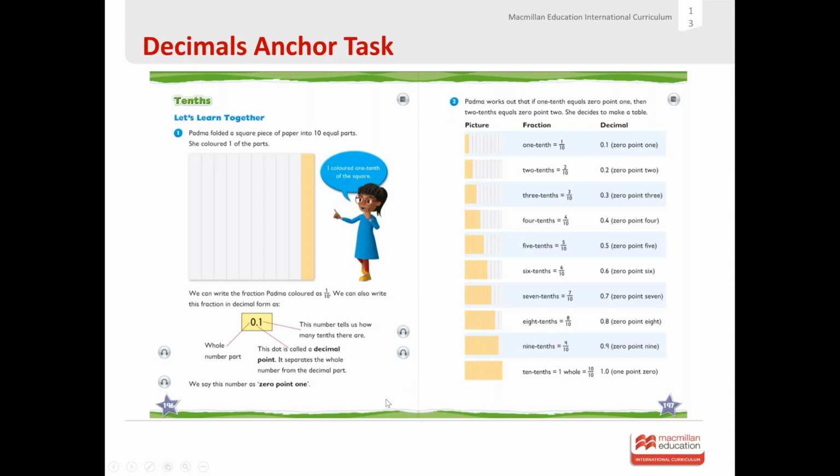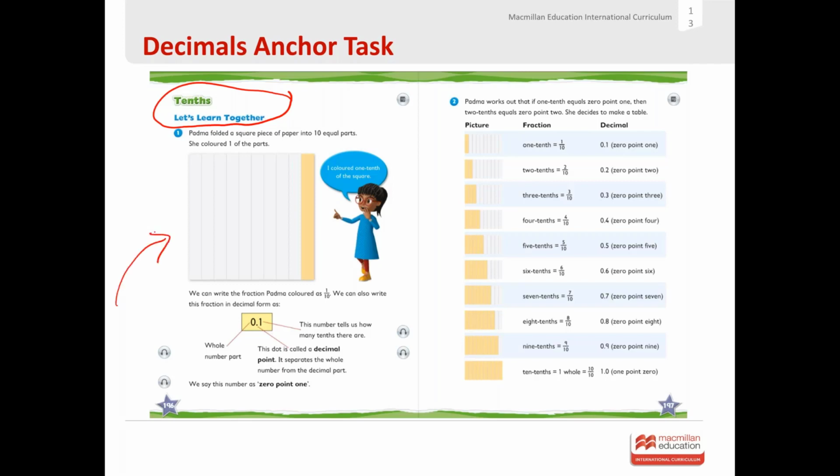So we know already that the Let's Learn section is a hint for us that this is the anchor task. Okay, this is the anchor task. This is what we have to start off with. So by this stage, our children have already looked at fractions, and they've looked at it in a very visual way.